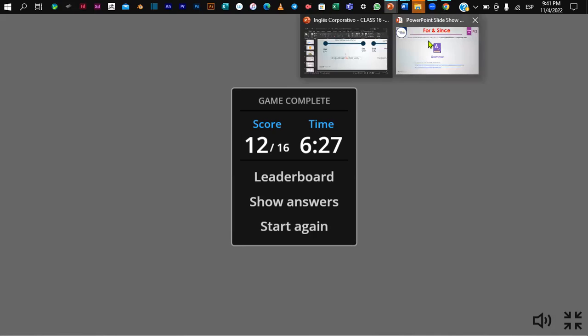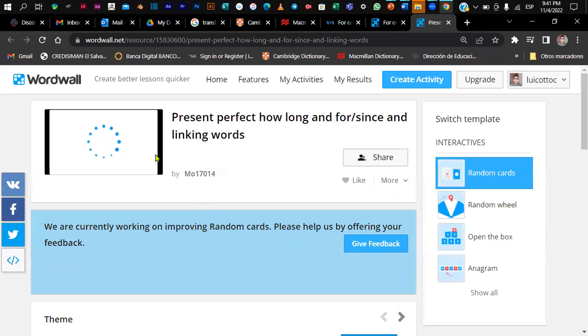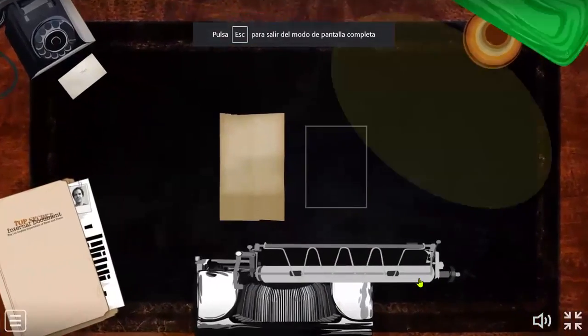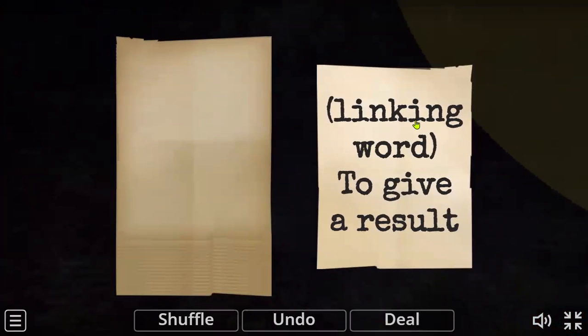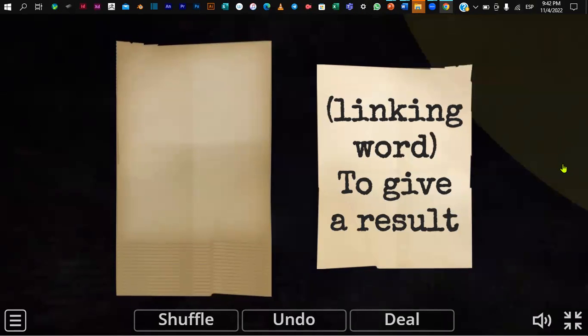Okay, let's try with another link. We have this one. Okay, linking word to give a result. Linking word to give a result. What is that? What does that mean? What is a linking word for or since? Linking word to give a result. To relate a word to make a sentence? With this one.